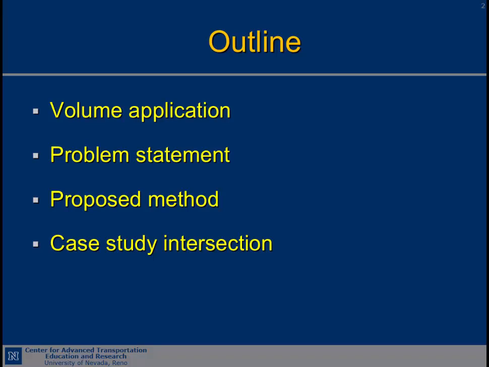The outline of this presentation is as follows. First, a brief introduction about the application of turning movement volume. Then I describe why this method is proposed here, and the methods are explained, and finally the methods are applied on 3 intersections.